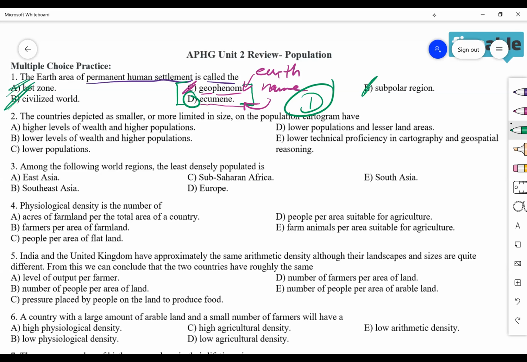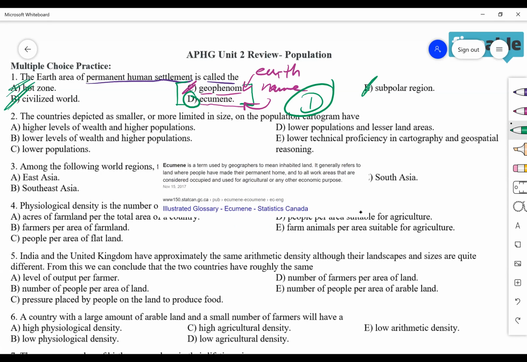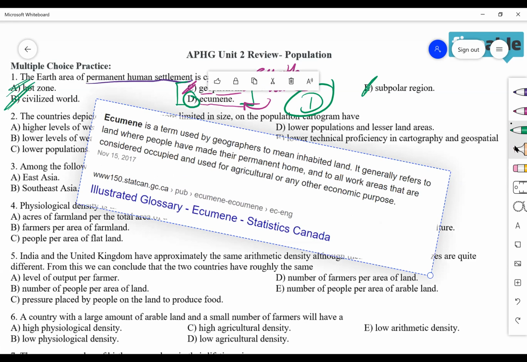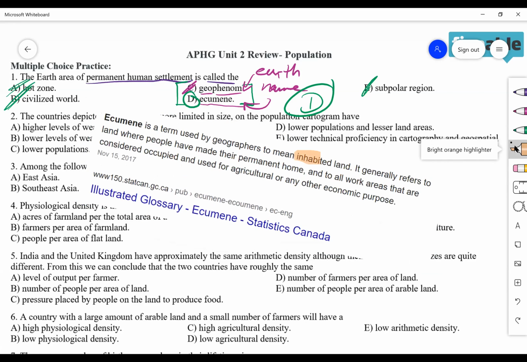And actually, if I Google this, what it's going to pull up is the definition of ecumene. Ecumene is a term used by geographers to mean inhabited land. What is the question asking me about? It's asking for the area of permanent human settlement. And it looks like I was correct. Since I was able to eliminate every other answer besides this one, I know that this one's correct. Inhabited land. Permanent human settlement. Permanent home. I'm seeing the correct answer to this all over the place.